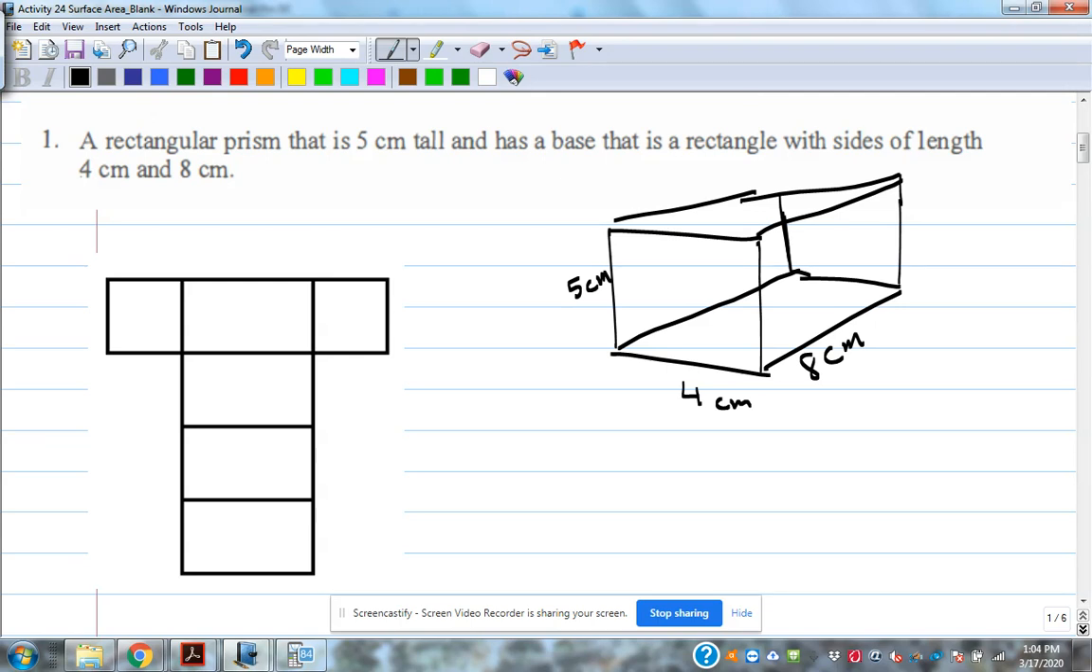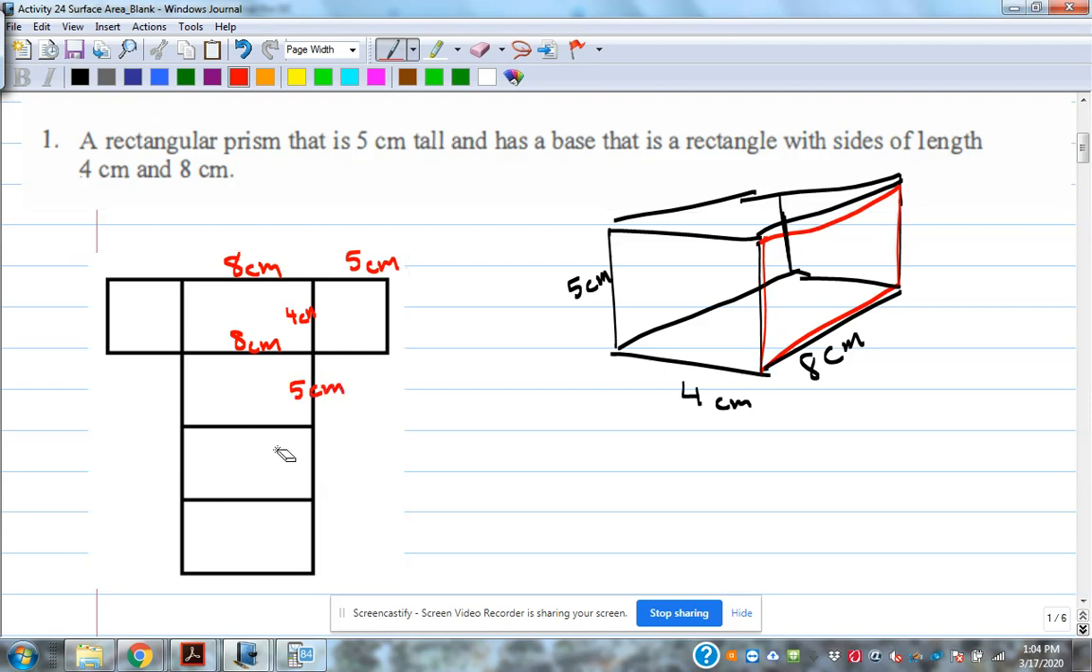So on the net, when we look at that, we know that this is our base, this rectangle right here. This one right here is our base, and it has dimensions of 8 centimeters by 4 centimeters. This little edge right here is the height, and that's 5 centimeters. Okay. And then when you think about unfolding the rectangular box, this comes up the side. So that's like this back side or this front side here. Let's trace around it here. This side here has dimensions 8 centimeters by 5 centimeters.